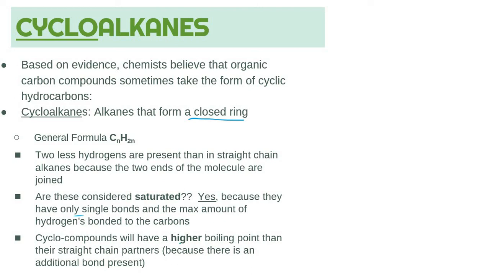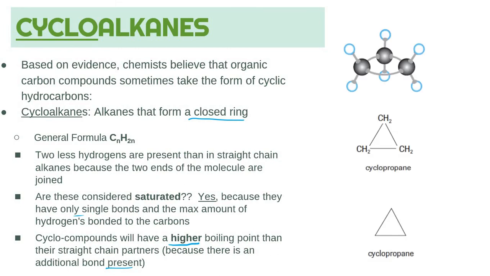So cyclo compounds will have a higher boiling point than their straight chain partners because there is an additional bond present. They form a closed ring, so they are harder to break. Examples. This one is the model for cyclopropane.